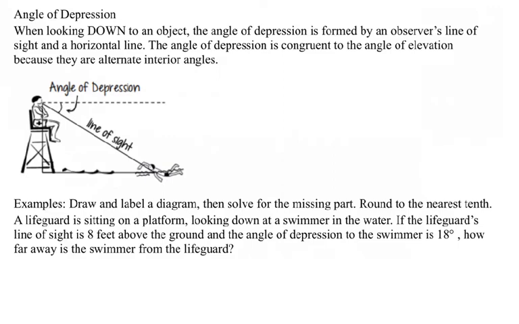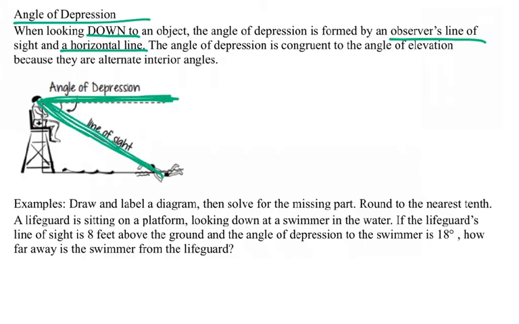Okay, so now let's look at something called the angle of depression. Alright, so the angle of depression is this one right here. So you're looking down. The angle of depression is formed by an observer's line of sight and a horizontal line. So there's their line of sight and the horizontal line, and then right in there is your angle of depression.